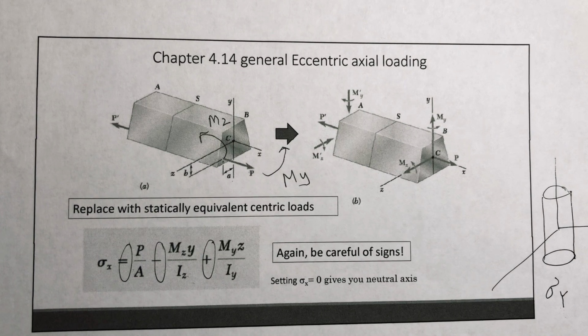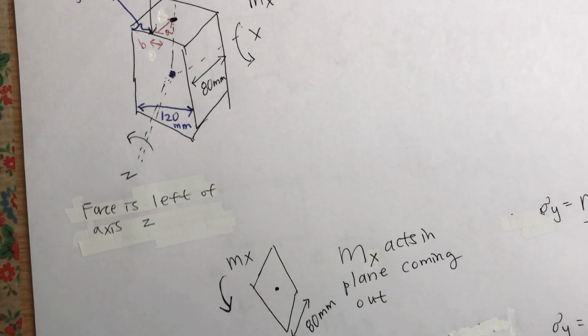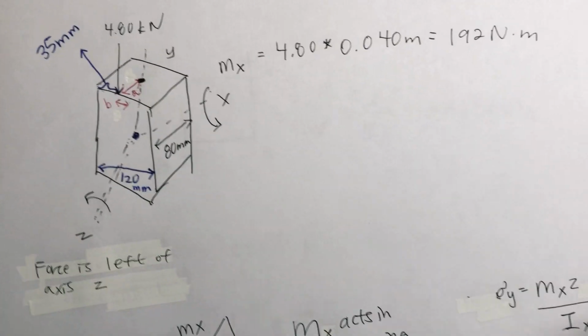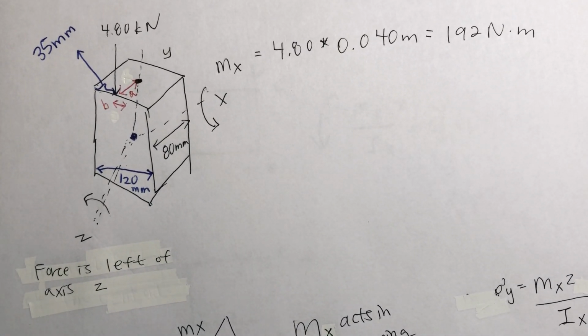Okay, so let's turn to our last sample problems. Example 4.09. A vertical 4.80 kilonewton load is applied as shown on a wooden post of a rectangular cross section, 80 by 120 millimeters. Determine the stress at A, B, C, D, and locate the neutral axis of the cross section.